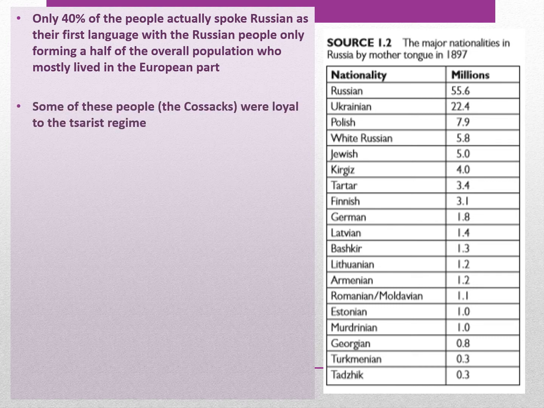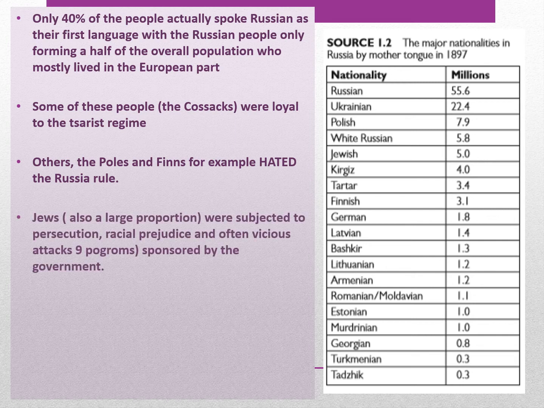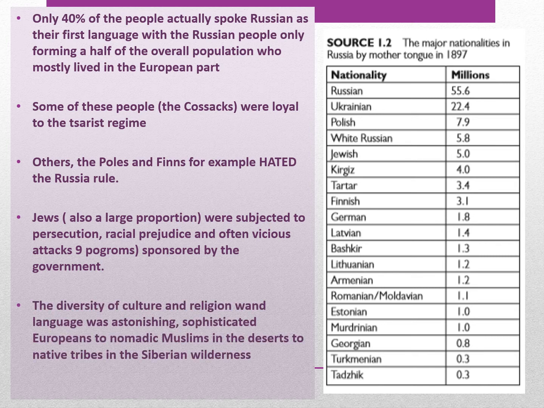Some of these people, the Cossacks in particular, are loyal to the Tsarist regime. Others, for example, the Poles and Finns, hated the Russian rule because, again, minorities being treated exactly the same whether they're loyal or not. Jews, we've talked about, were subjected to these really awful racial prejudice and persecution attacks, which were sponsored by the government quite openly and were a very large population.